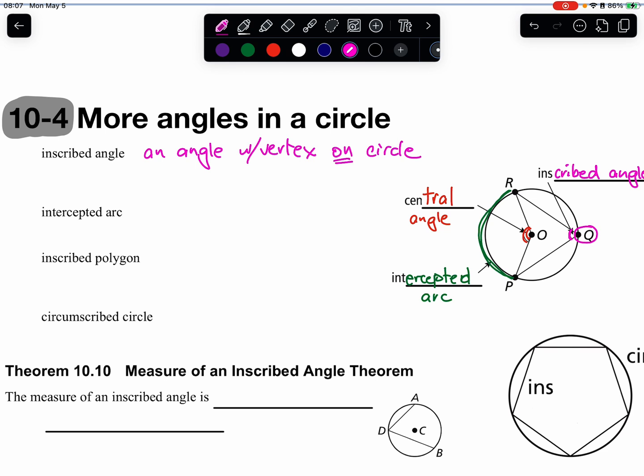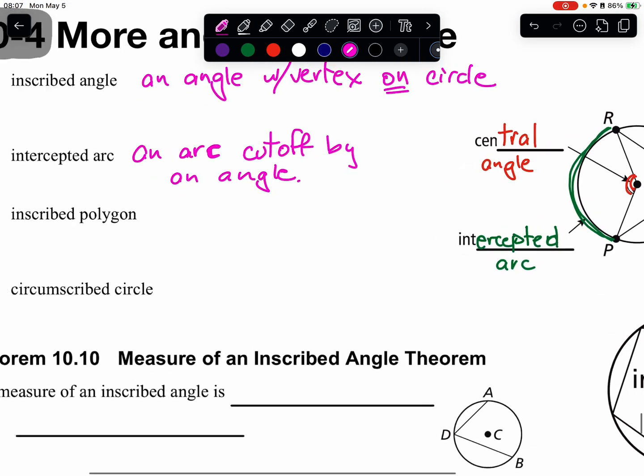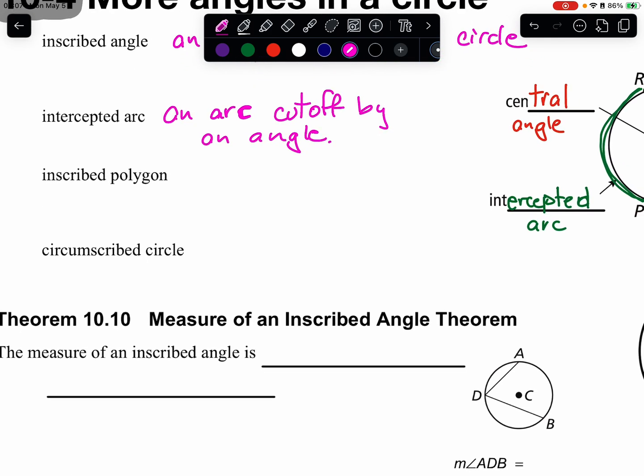Intercepted arc. An arc cut off by an angle. There's a fancy word, subtend. I don't think I'm going to worry about that. Cut off means subtend. All right, inscribed polygon.